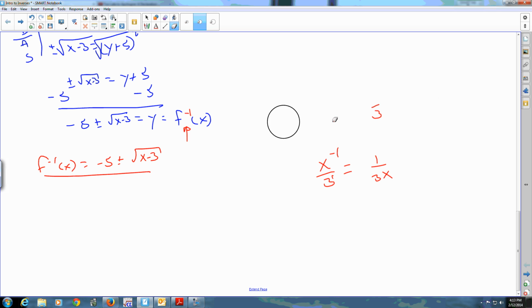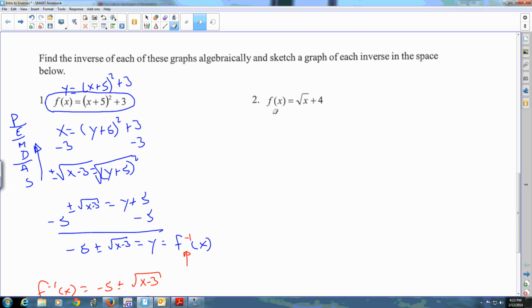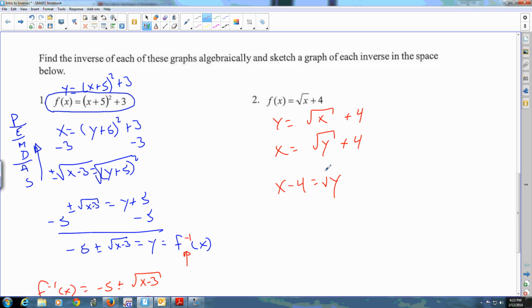Okay? So I'll erase this and do the next one. Okay, so pretend you got a y. Switch your x and y. PEMDAS, subtract the 4. Okay, then, whoops, the square root's still there. I have to get rid of the square root, so I'm going to square both sides. There wasn't a y in the problem, so I go to write it as its inverse. F inverse of x is equal to (x minus 4) squared.